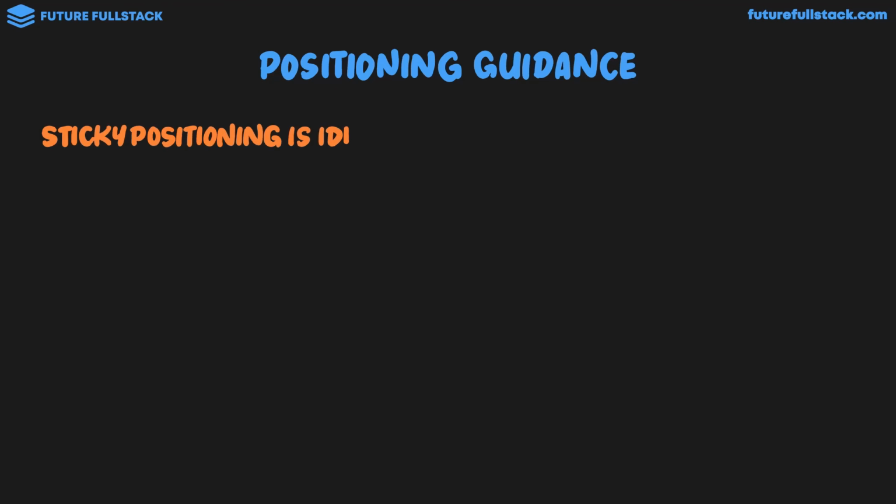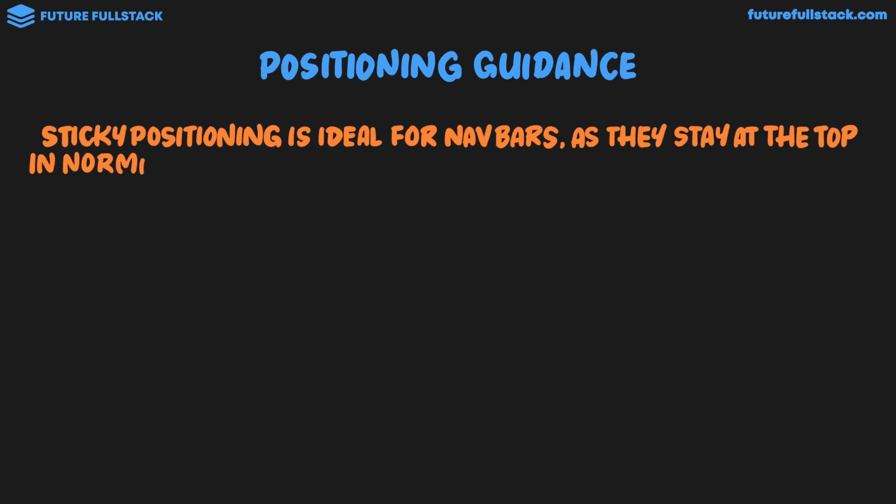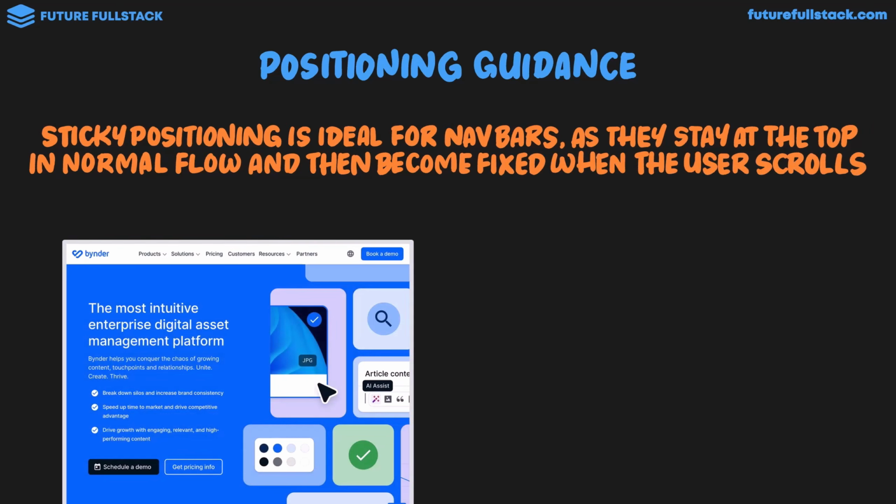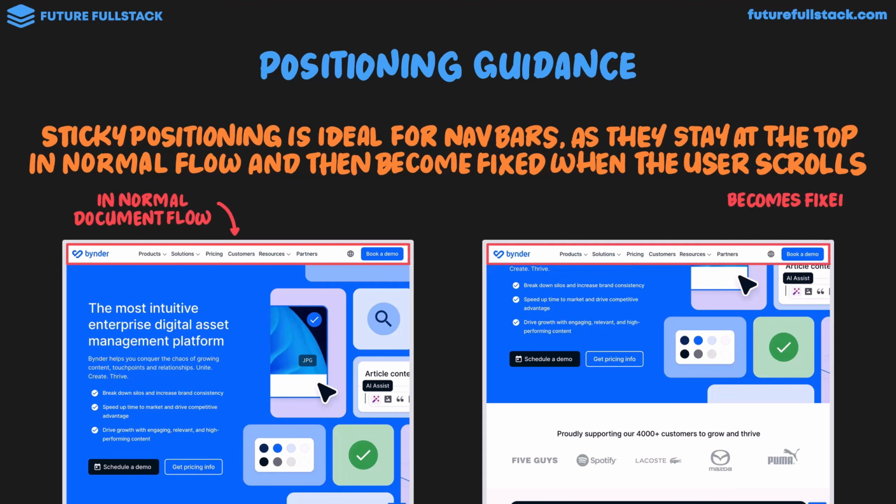Sticky positioning is ideal for navbars as they stay at the top in normal flow and then become fixed when the user scrolls. Looking at this page over here, our navbar is initially in normal document flow, that is, it occupies its slot, but the navbar then becomes fixed when the user scrolls down. So for a navbar, we do want it to initially remain in normal document flow. We want the navbar in its original slot. But sometimes we want our navbar to remain at the top of the page when we scroll. And this is a perfect use case of sticky positioning. And we even classify our navbar as a sticky navbar.